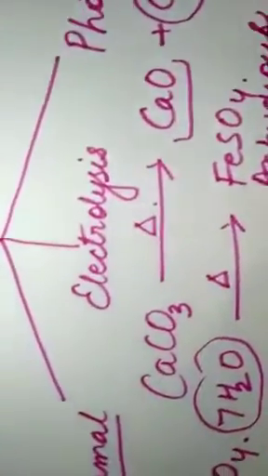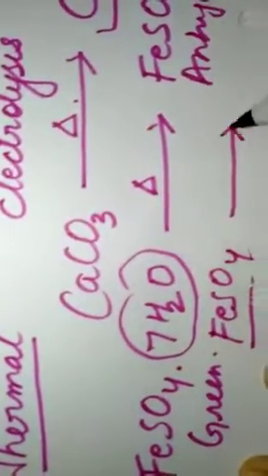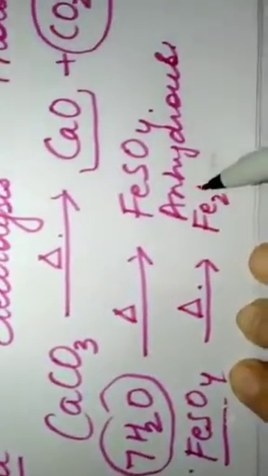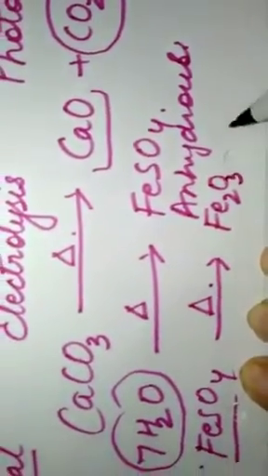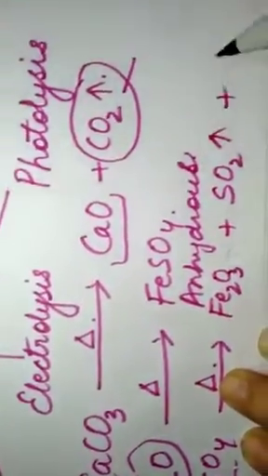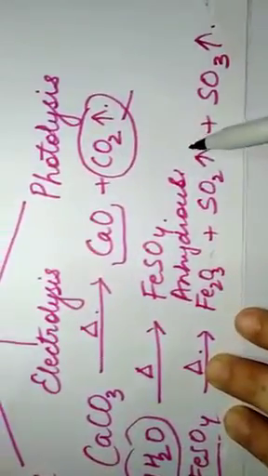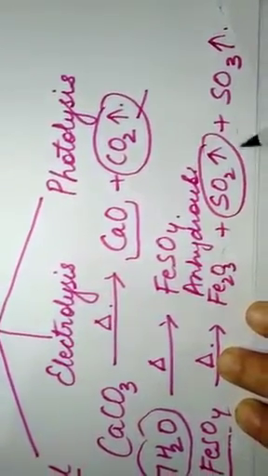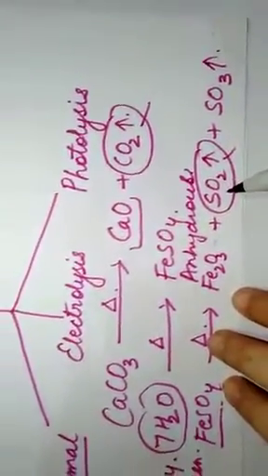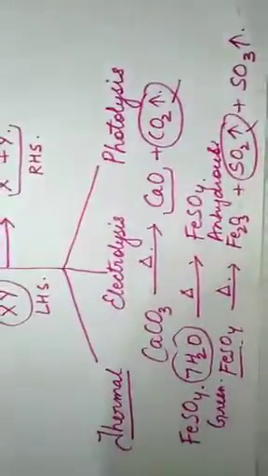And if we further heat this anhydrous FeSO4, we'll get a brown colored compound which is known as ferric oxide, Fe2O3, plus two gases are evolved, sulfur dioxide plus sulfur trioxide. These two gases are evolved, and this sulfur dioxide has the smell of burning sulfur. This is a property of this gas, that it has the smell of burning sulfur.